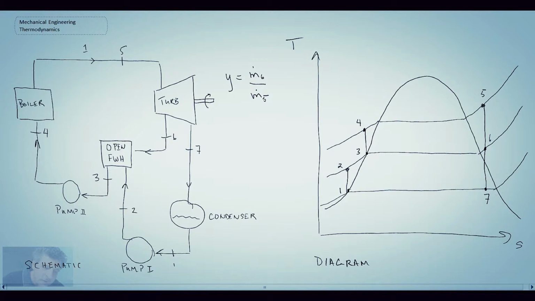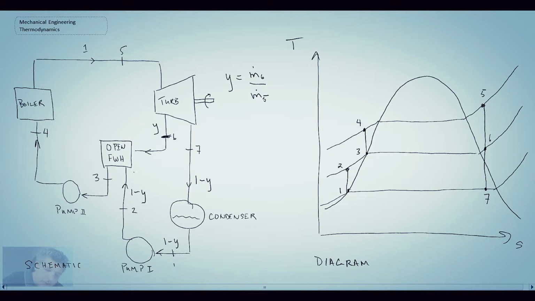And consequently, we'll be able to say that this fluid stream here at 6 is percentage mass fraction y, and the fluid normally leaving our turbine will be mass fraction 1 minus y. And so we can carry that through.